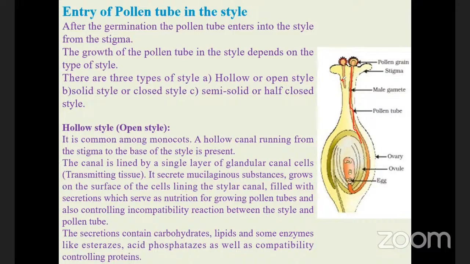Usually there are three types of styles: hollow or open type, solid style, and semi-solid or half-closed style. Hollow, fully open type, or solid type filled with other tissues, or semi-solid. Sometimes, as I already told you, callose plugs are formed, the cap blocks, so that the pollen tube does not reach toward the ovule. That is also one of the sexual incompatibilities I told you.